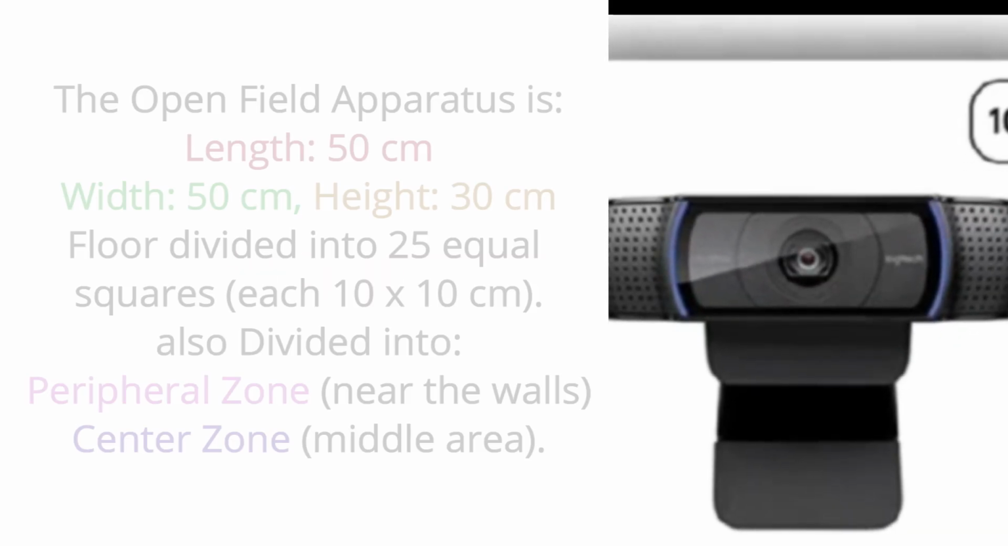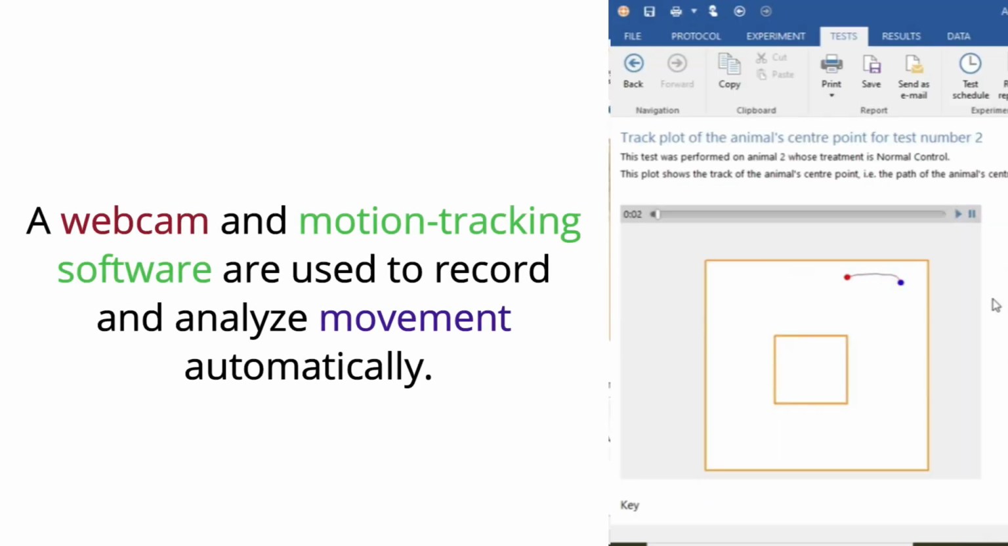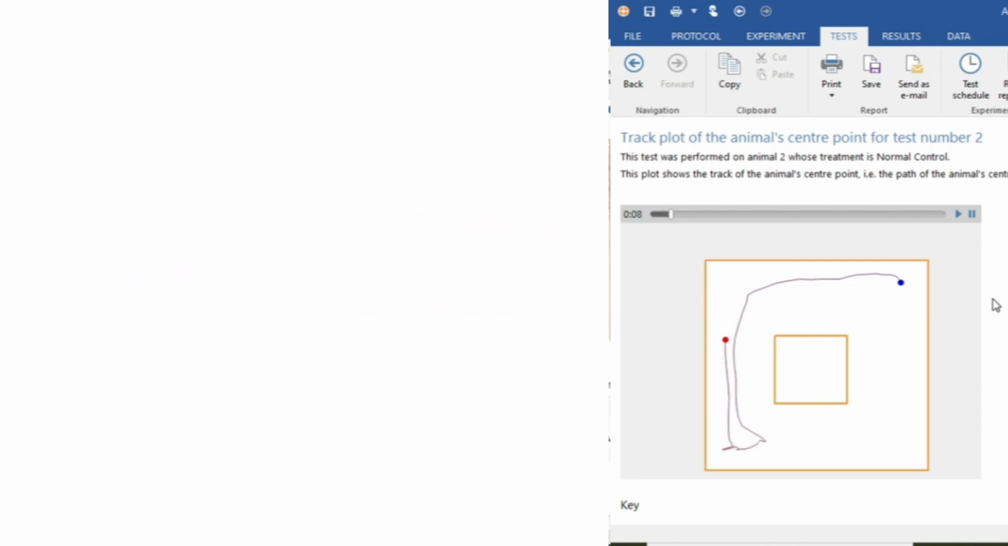One webcam and motion tracking software is used to record and analyze the movement of rodents. So here you can see in the picture it is moving around the periphery, around the wall, and sometimes it is crossing the center area.